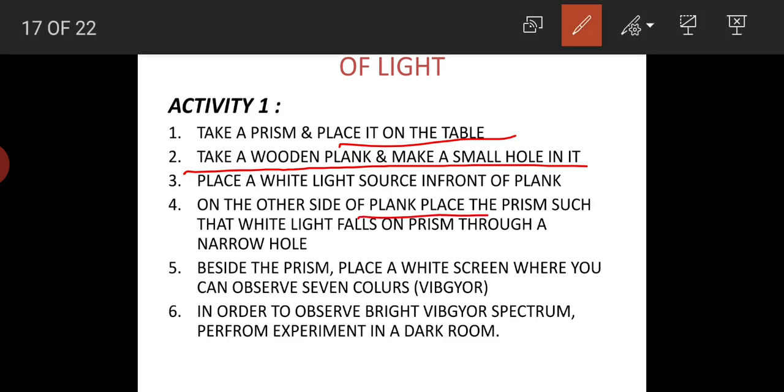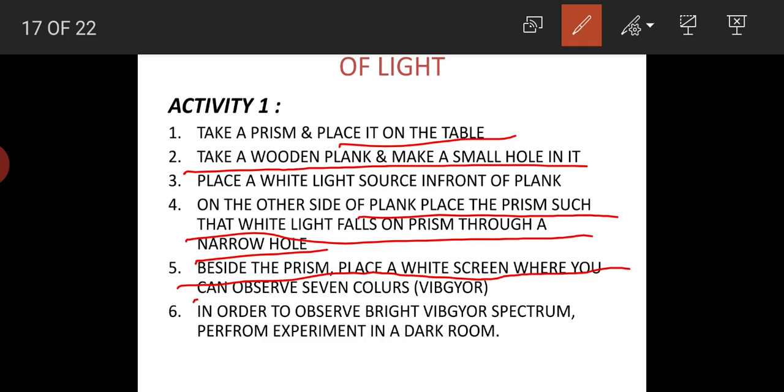On the other side of the plank, place the prism such that white light falls on the prism through a narrow hole. Beside the prism, place a white screen where you can observe 7 colors. In order to observe bright spectrum, you need to perform this activity in a dark room.